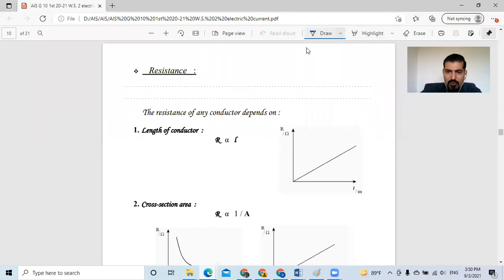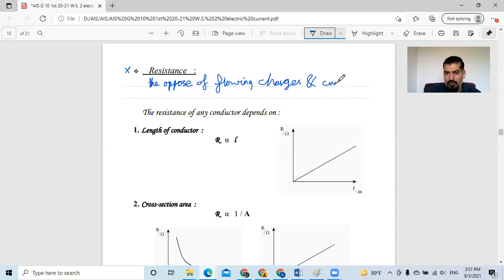And now if we continue talking about resistance, after we talk about Ohm's law, what is the meaning of resistance is not in our syllabus, but as we know, it's the opposite of flow of charges. So whenever there is more resistance, that means less charge can flow, less current. So it's the opposite of flowing charges and current. So it's not a definition, okay? Charges and current, electric currents. Okay, it's not included in our syllabus.